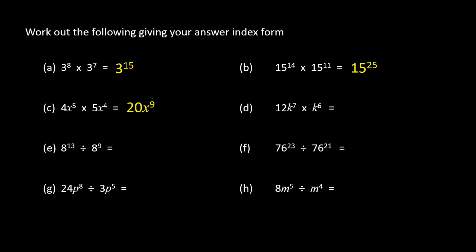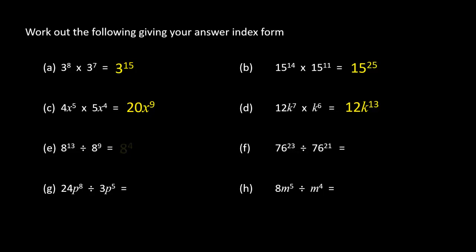There is a number in front of k. It's really 1, but we don't write 1k to the power 6. We just write k to the power 6. So strictly speaking, we're doing 12 times 1 is 12. And then k to the power 7 times k to the power 6 is k to the power 13. Over to E and F now for some divisions.